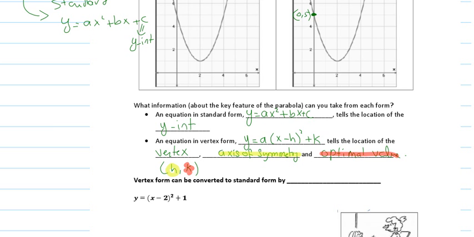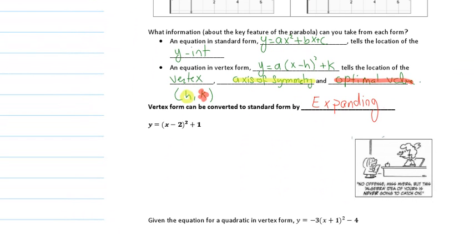Now, to go from vertex form to standard form, vertex form can be converted to standard form by expanding. Let's see how we're going to do that. So the vertex form is y equals (x minus 2) squared plus 1. What do you want to do? Something that we have learned just recently. What should I do?